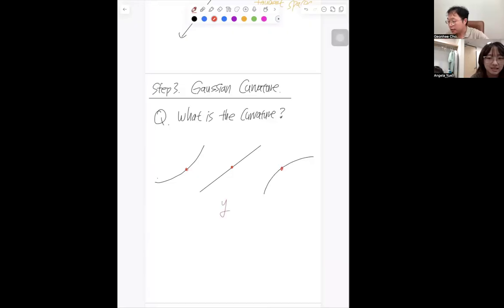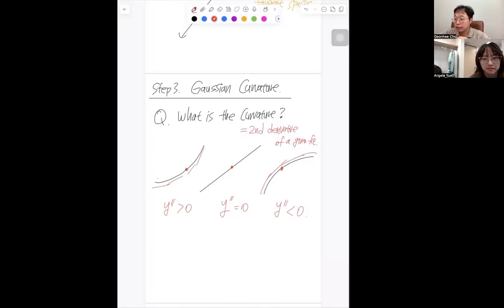For example, in the case of the straight line, the second derivative is just zero, because the slope is constant. In the exponential case, the slope is increasing, so the second derivative must be positive. In the last case, the second derivative should be negative, because the slope is now decreasing. So you can assume the concept of curvature is nothing but the second derivative value of a given function. That's the intuition. Is that okay with you?